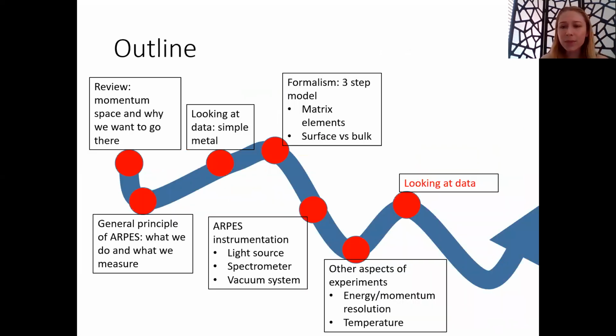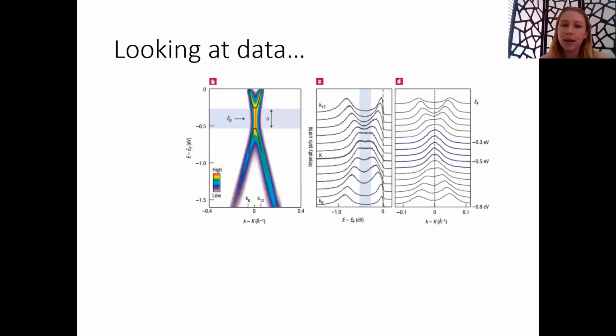Okay, so this brings me to the very last bit, and this is just looking at some data. Learning how to look at ARPES data is an ongoing process, and this is not intended to be the full training. It's just a couple of small examples that will illustrate some aspects of looking at ARPES data.